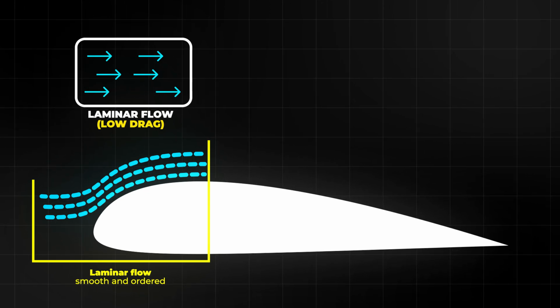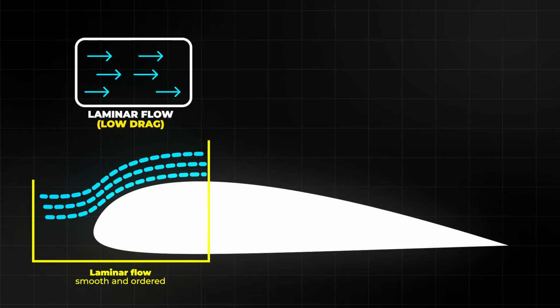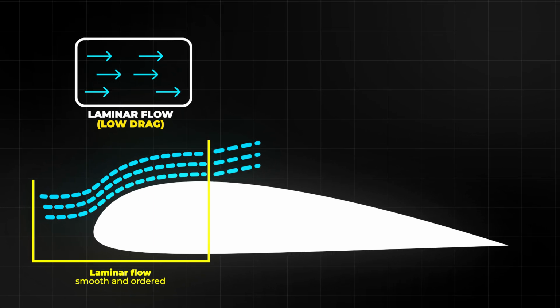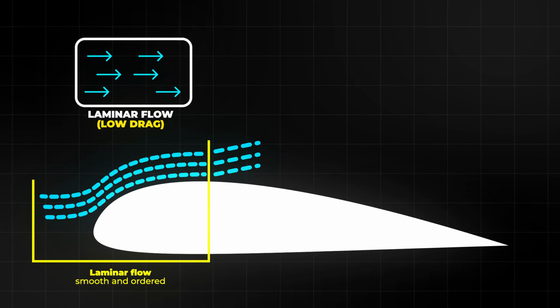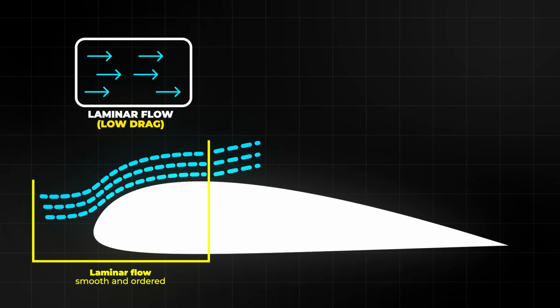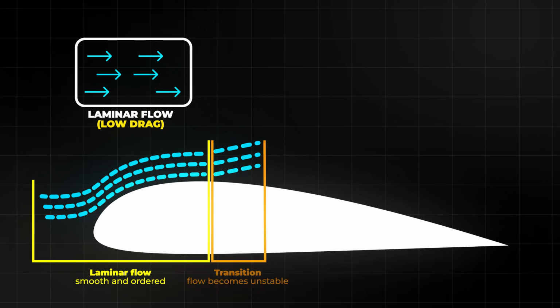But this smooth flow does not stay smooth forever. As the air moves farther back along the wing, it gets disturbed by tiny bumps, dirt, insects, rain, vibration, and changes in pressure. Little by little, the smooth layers start to shake and lose their order. At some point, they break up. This moment is called the transition.